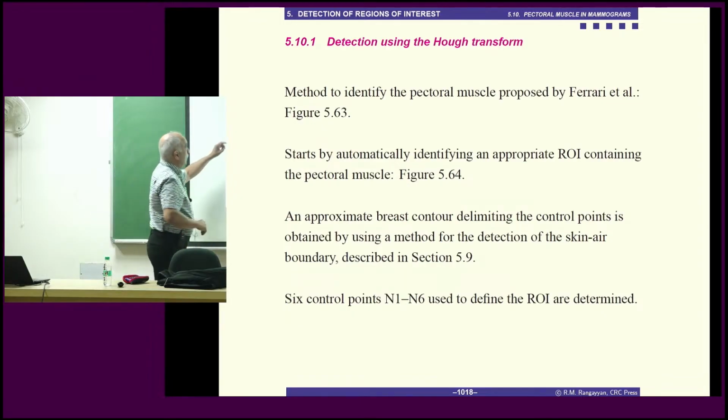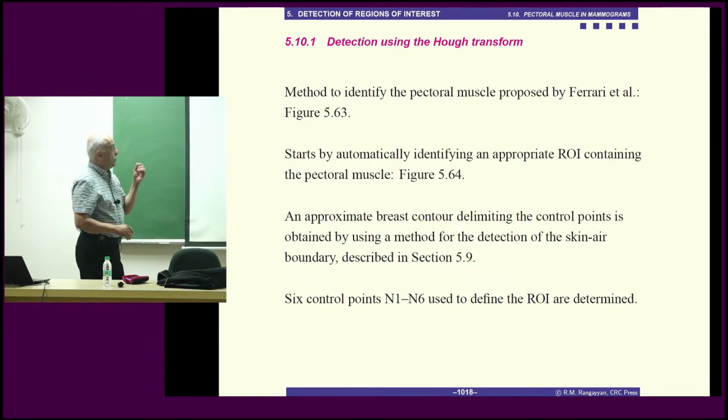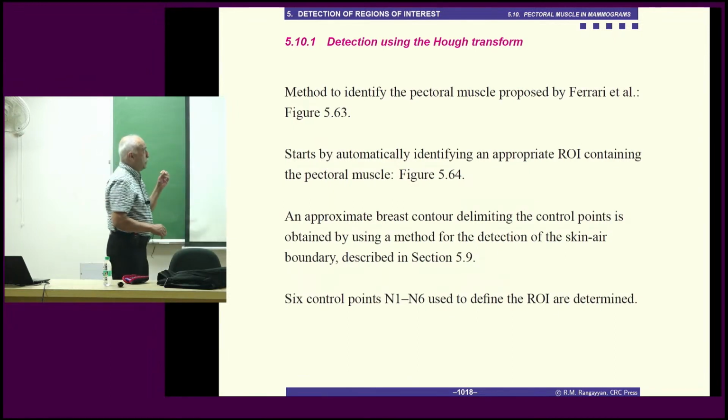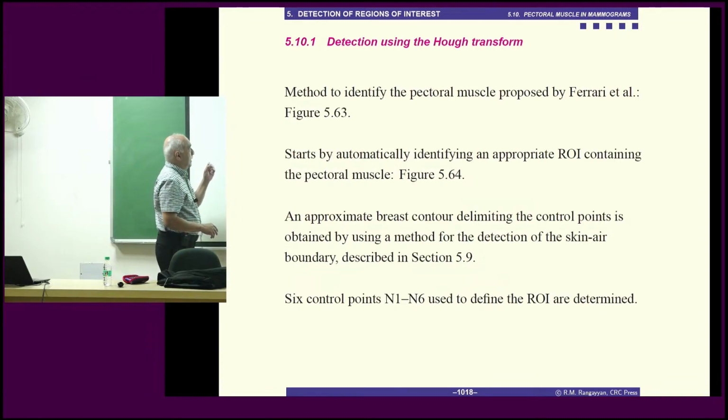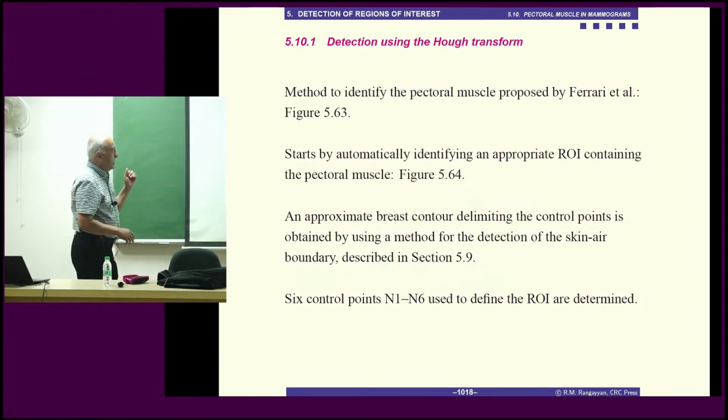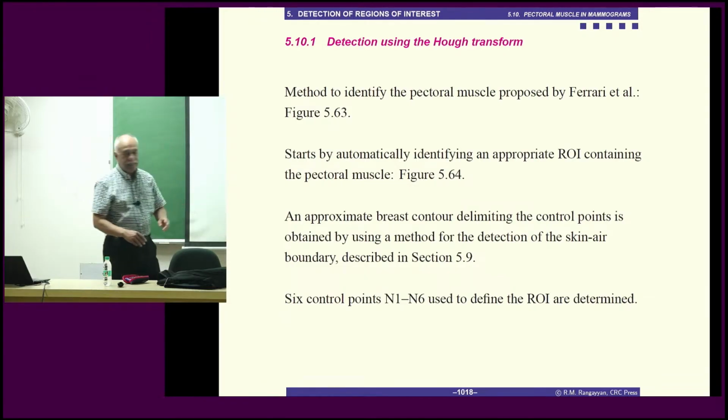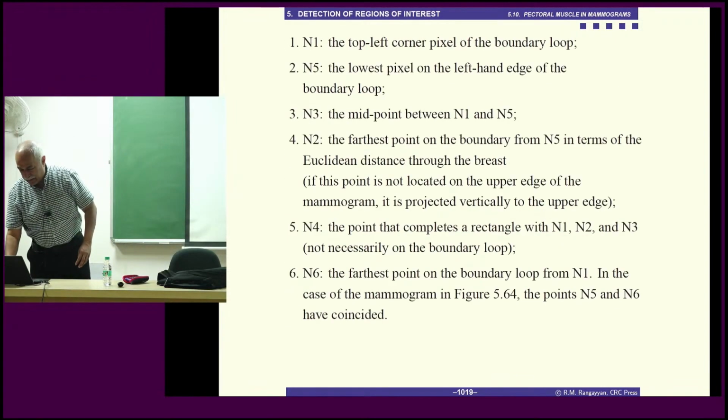It starts automatically by identifying an appropriate region of interest containing the pectoral muscle, and an approximate breast contour is obtained, and some delimiting control points are obtained for the detection of the skin-air boundary, as we saw earlier. And 6 control points, N1 to N6, are marked automatically.